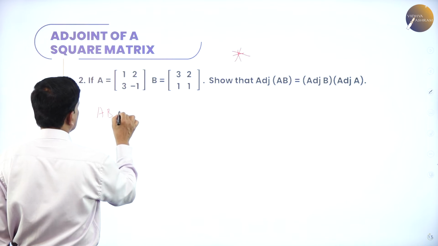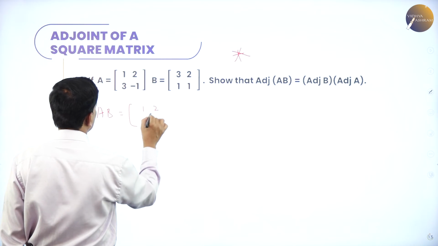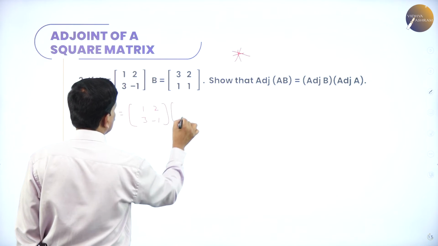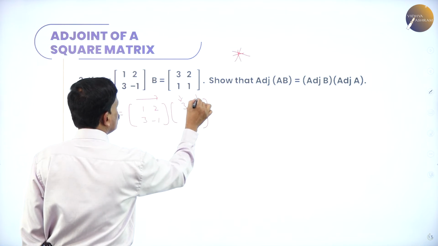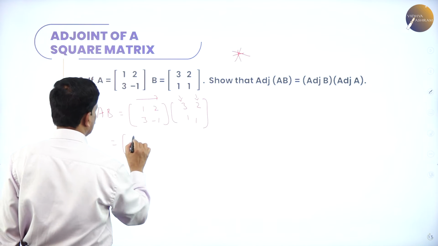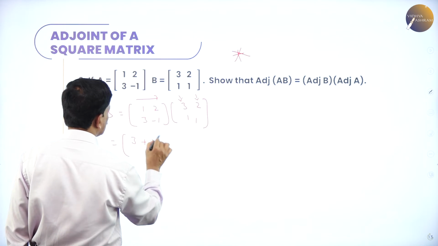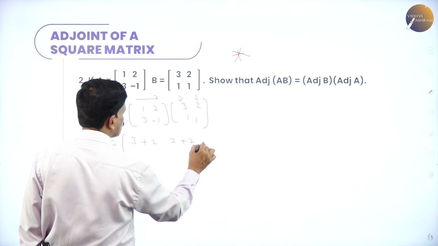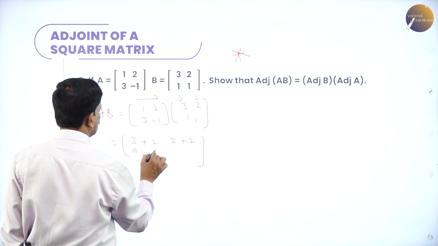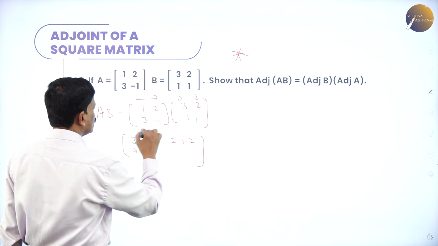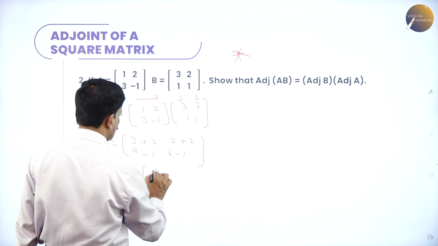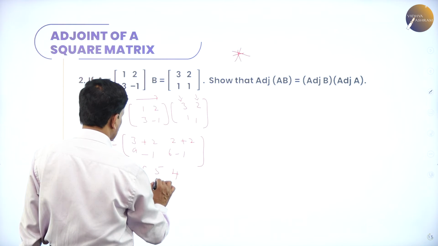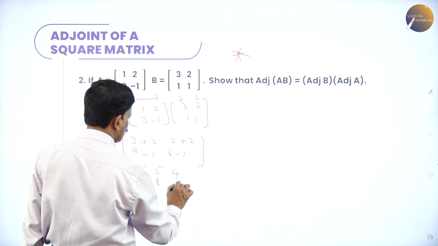Now, AB matrix multiplication: 1, 2, 3, minus 1 into 3, 2, 1, 1. So, first row, first column, second column. This is 1 3s are 3, plus 2 1s are 2, 1 2s are 2, plus 2 1s are 2, 3 3s are 9, minus 1. Again, second row, second column, 3 2s are 6, minus 1. So, this is equal to 5, 4 and 9 minus 1 is 8 and 5.